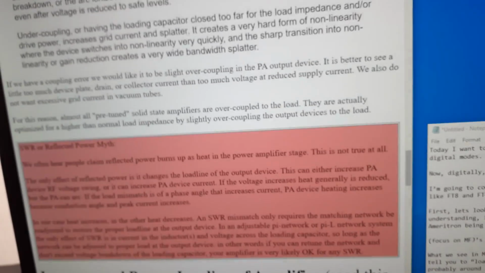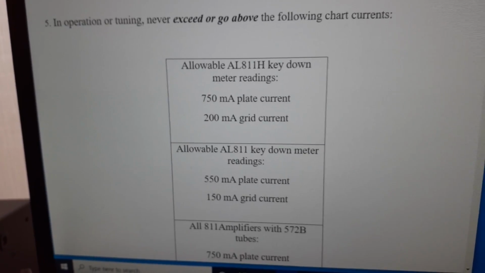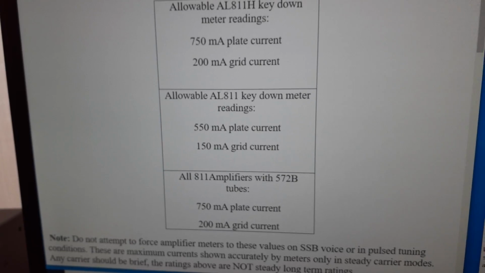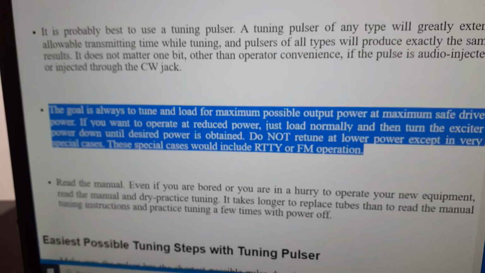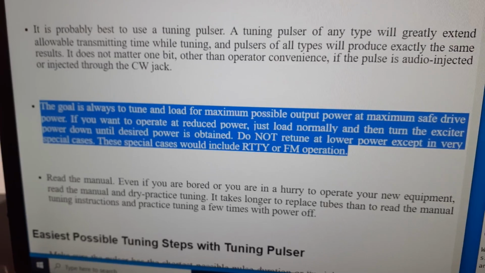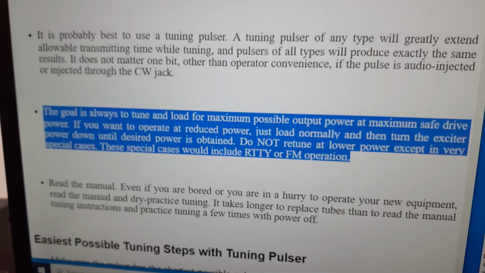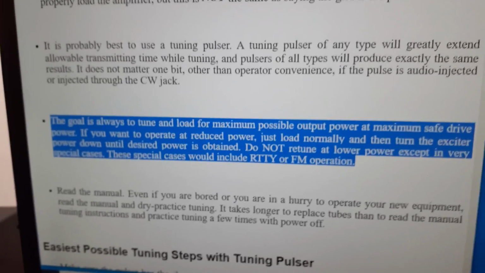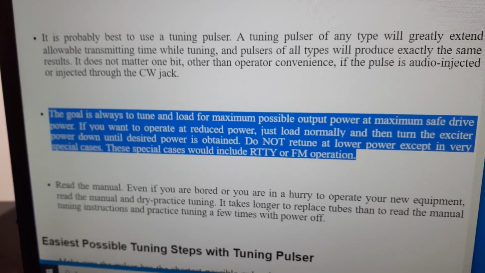W8JI provides supplemental tuning instructions. His instructions are a simpler version of what MFJ provides to tune the amplifier, and he provides more conservative maximum allowable grid and plate current. In these instructions, he very specifically says, the goal is always to tune and load for maximum possible power output. Do not retune at a lower power except in very special cases. These special cases would include RTTY or FM operation. I couldn't really find anywhere else on the site that he expands on these special cases.